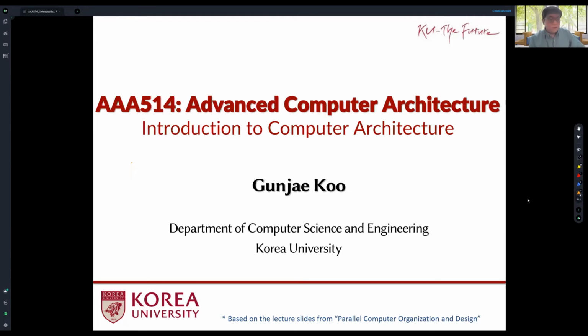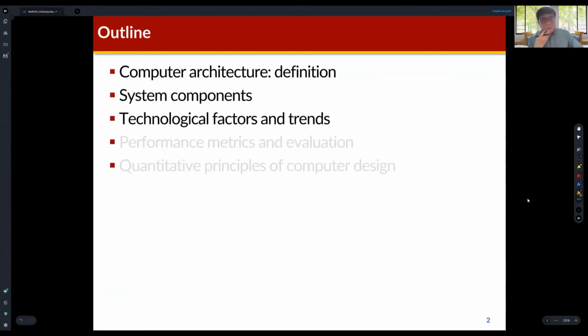So I will briefly introduce some overall computer architecture research topics. So this is the outline of today's class. I will briefly introduce some computer architecture research, and then I will briefly show how computer systems are organized, and then I will introduce the technology factors and the trends.